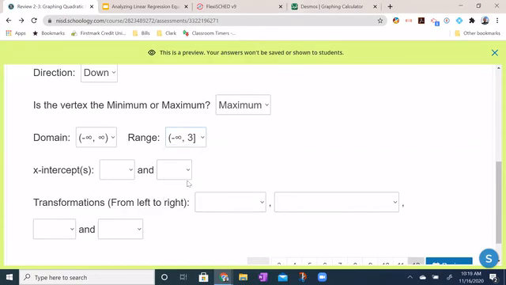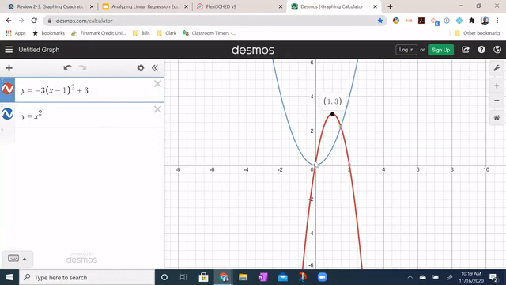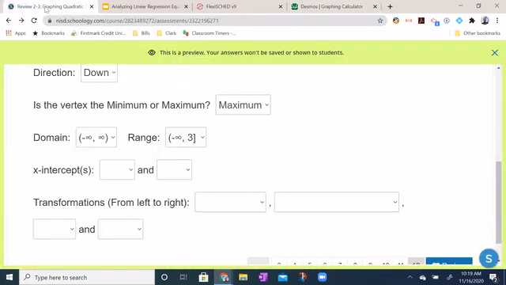Okay, x-intercepts, again, use Desmos. So we got one at the origin. We got another one here at 2, 0. So (0, 0) and (2, 0). Boom. Okay, again, guys, please don't mix up the numbers.